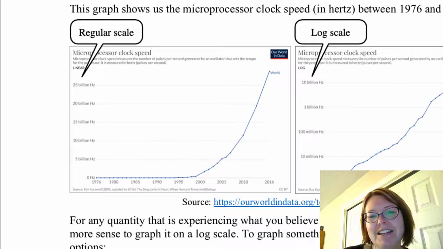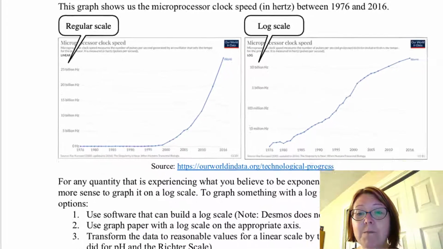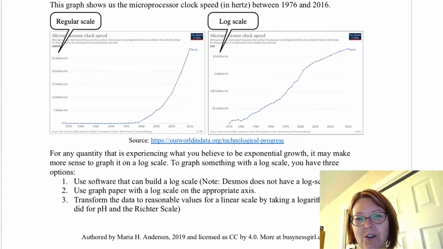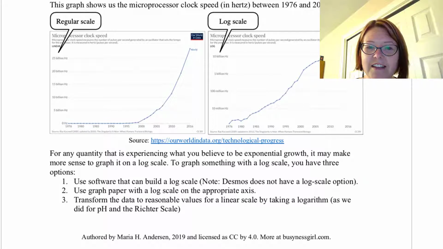Right? So again, this is an exponential function that just kind of blows up if we look at it in regular scale, with almost no ability to read the data points. But in log scale, it does look roughly linear with a little bit of variation. This one's not quite so nice as Moore's law turns out to be, but you can definitely tell what the data values are a little bit easier in this scale and see the linearity of the graph with a log applied. Now, for any quantity that's experiencing what you believe to be exponential growth, it may make more sense to graph it in a log scale so you can see the growth a little bit better.